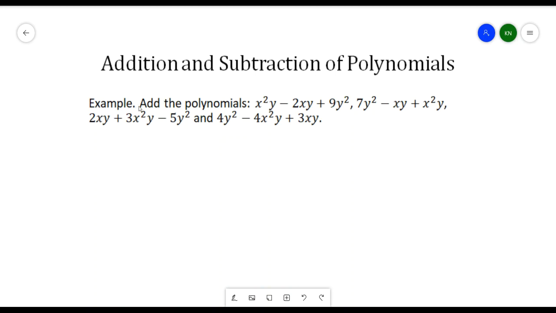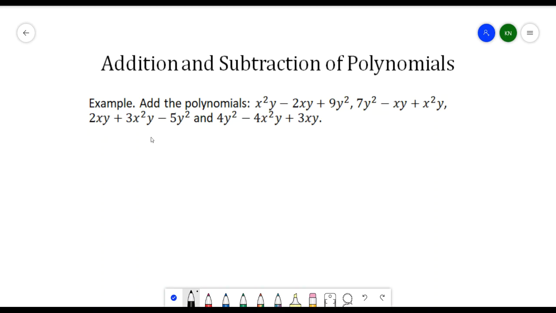So we have here an example: add the polynomials x squared y minus 2xy plus 9y squared, and also 7y squared minus xy plus x squared y, and the same as 2xy plus 3x squared y minus 5y squared. And we also have the last one, which is 4y squared minus 4x squared y plus 3xy. So the first thing that we need to do here is to rearrange our algebraic expressions and combine the like terms.